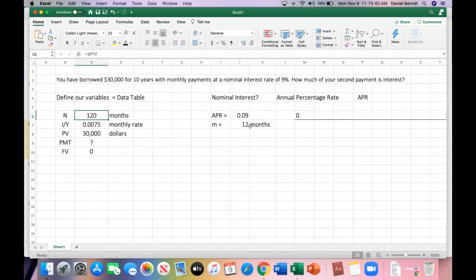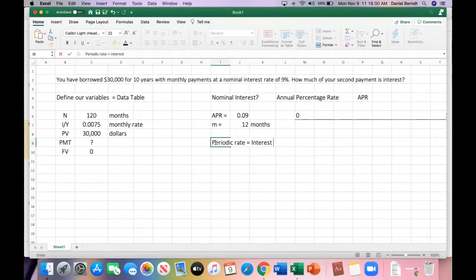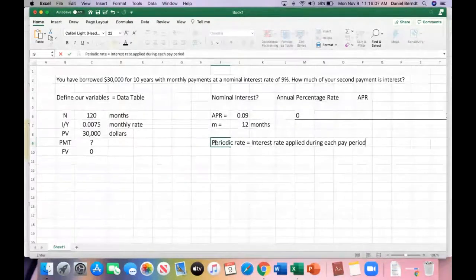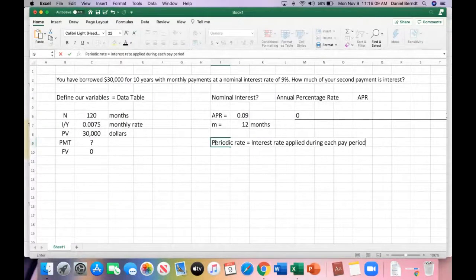I got that by taking my APR, which is my nominal rate, and I divide it by 12 months to get a monthly rate. This is also known as the periodic rate. So the monthly rate is also referred to in finance as the periodic rate. Okay, and that's because it is the interest rate applied during each pay period. Periodic rate, right? Interest rate period, periodic rate. Hopefully that helps you remember that.